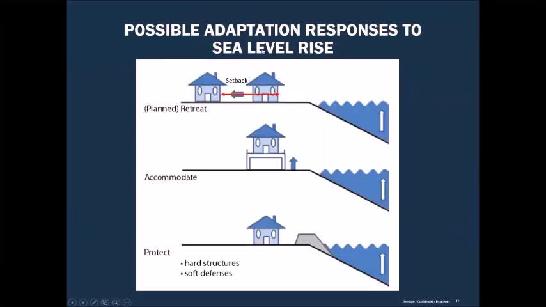So possible adaptation responses to the sea level rise. First, we can make a higher setback, and we can lift the house second floor, or we can leave open the first floor. We can keep the breakwater right here, so that the wave will be breaking here.